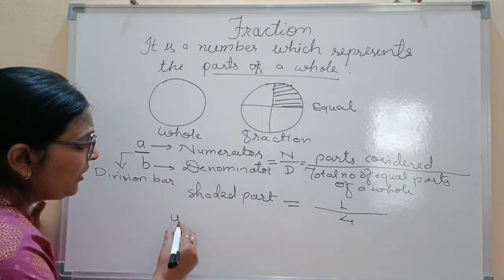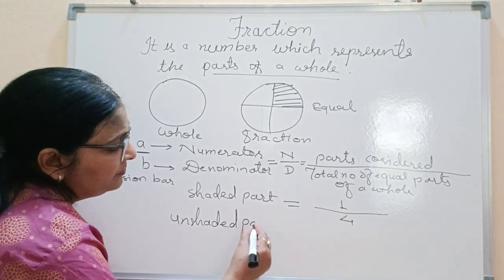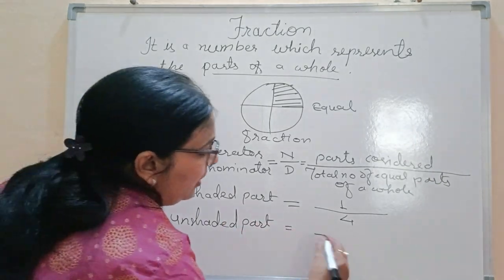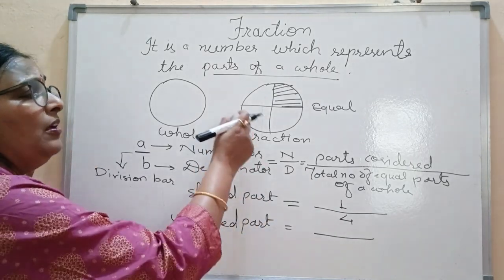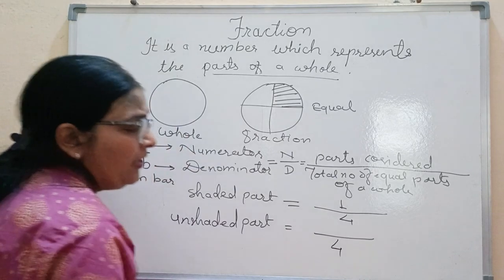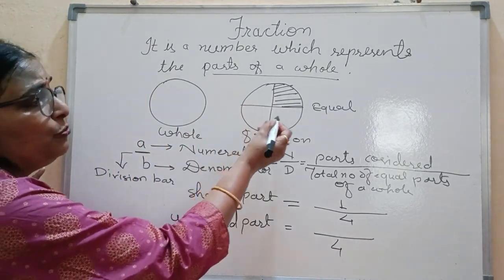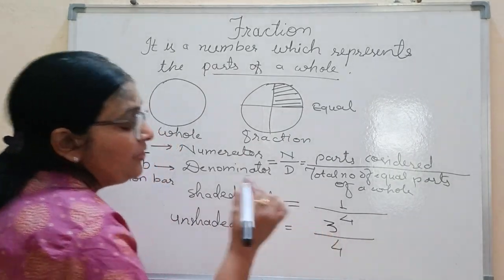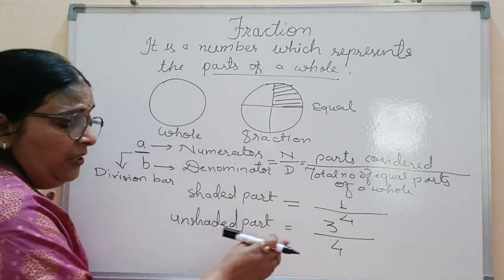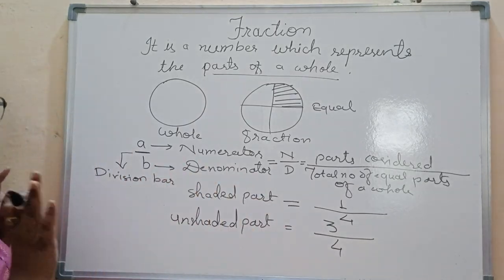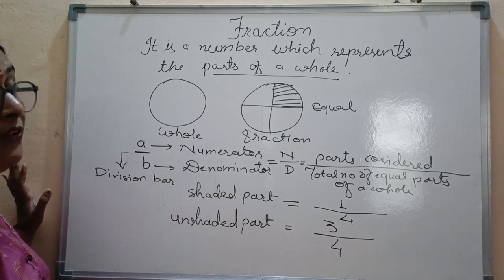Now what will be the fraction for the unshaded part? Again, in the denominator, the total number of equal parts of a whole is 4 only. So I will write 4 here. And how many unshaded parts are there? 1, 2, 3. So I am going to write 3 here. So the fraction for the unshaded part is 3 by 4. From this I think you got the idea of how to write a fraction.